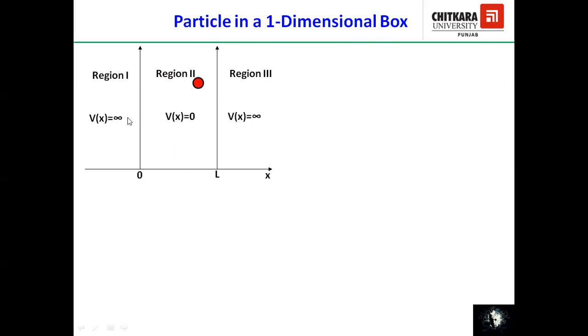Actually, I am presenting here the two-dimensional motion, but we are going to take up only one-dimensional motion, in which we assume that particle is restricted to move only along one direction, practically along x-axis, and particle is not allowed to leave this box and go outside this region. So region 1 and region 3, particle cannot be in this region. Particle will always remain in region 2.